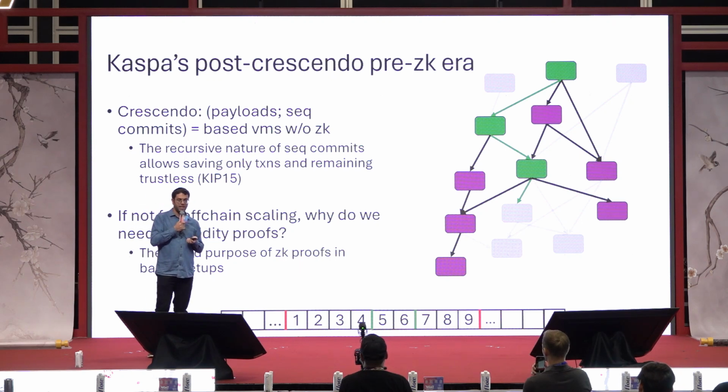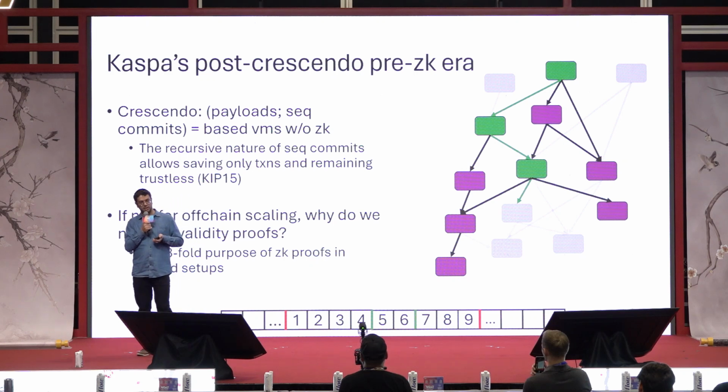Another critical aspect is a canonical bridge, which is the ability to transfer Kaspa funds in and out of the L2.